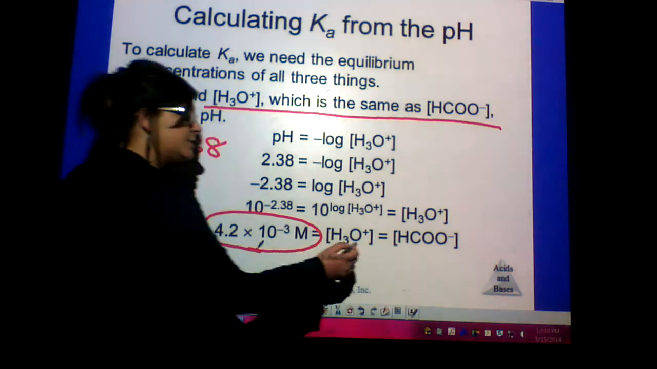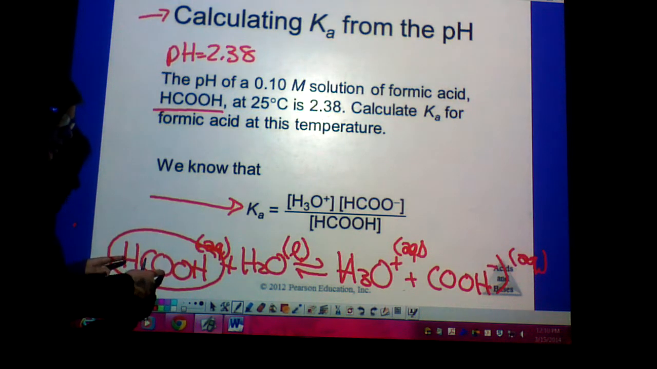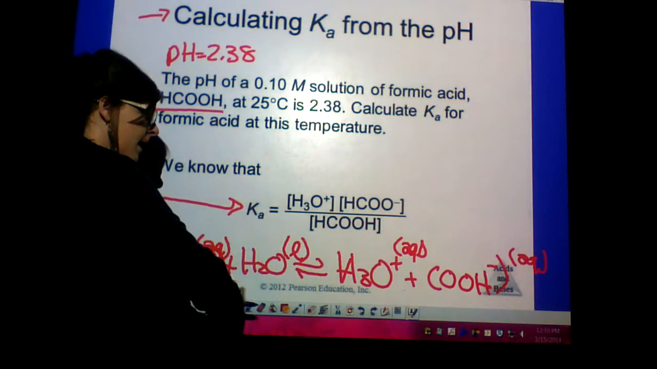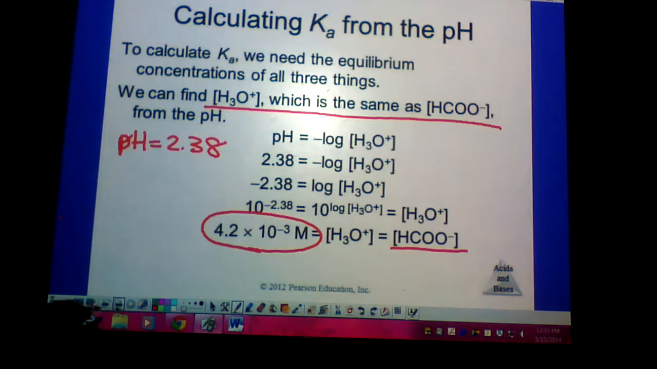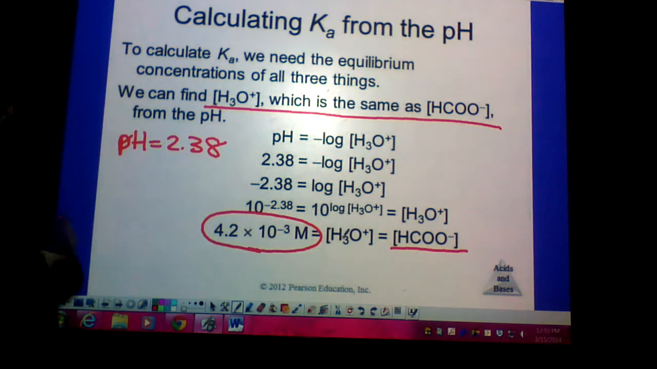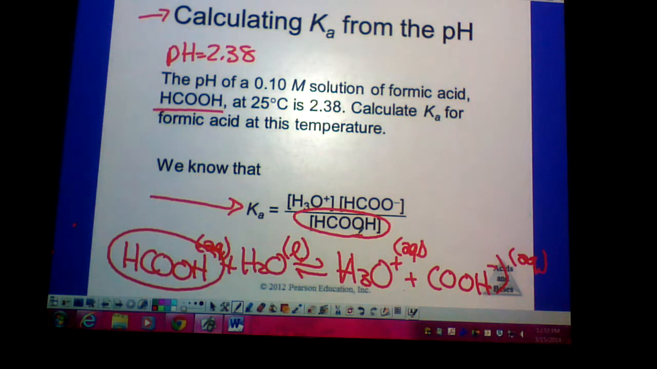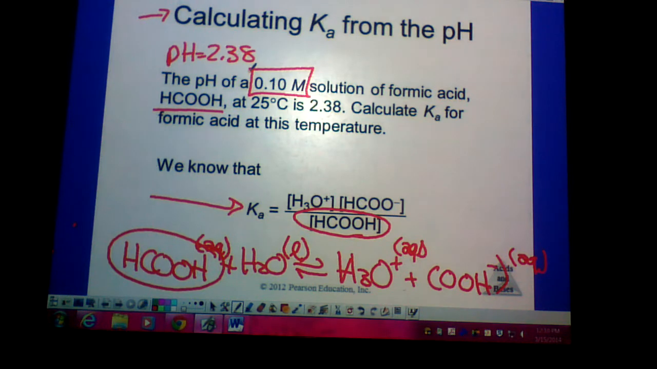But that means it's also equal to the other ion because, let's go back, when this breaks apart, it's dissociating into one hydronium ion or H+ ion and then one HCOO- ion. So because it's a 1-to-1, the concentration of this has to equal the concentration of this. That's why I can say they're equal. So I now know the concentration of H3O+ and of HCOO-. I don't know the equilibrium concentration of this. I do know initially it starts off at 0.10 molar, but I don't know what it is at equilibrium.